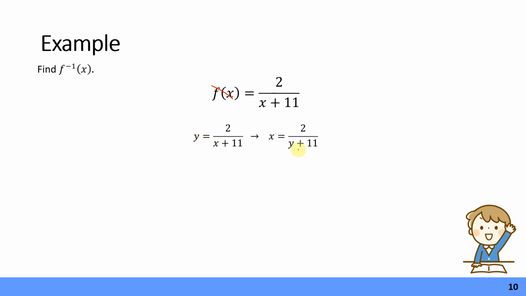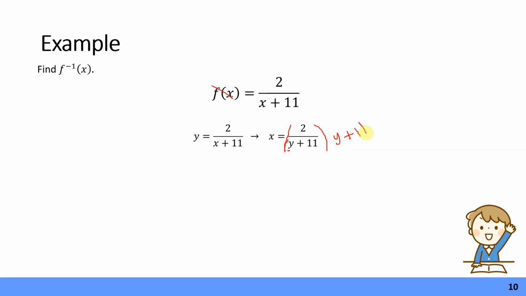Now, what in the world do we do? Again, we know we have to leave the y by itself, but there's a 2 and there's an 11 we have to get rid of, and there's this huge fraction in the middle. Just remember, when you have a fraction, you always multiply everything by the denominator, and that's how you get rid of the fraction. So I'm going to multiply this whole thing by the denominator, which is y plus 11. And remember, that's how you get rid of fractions.